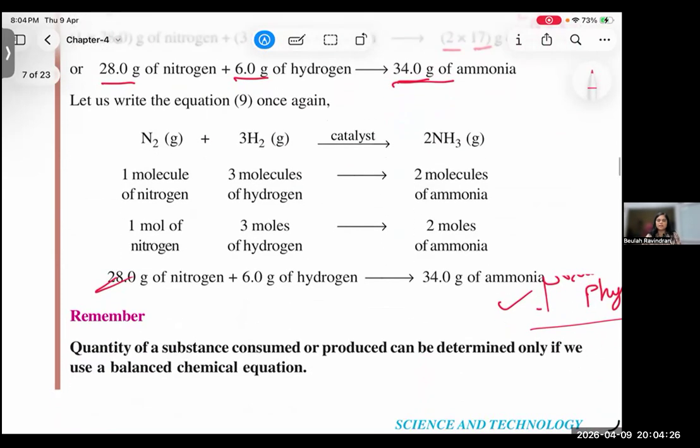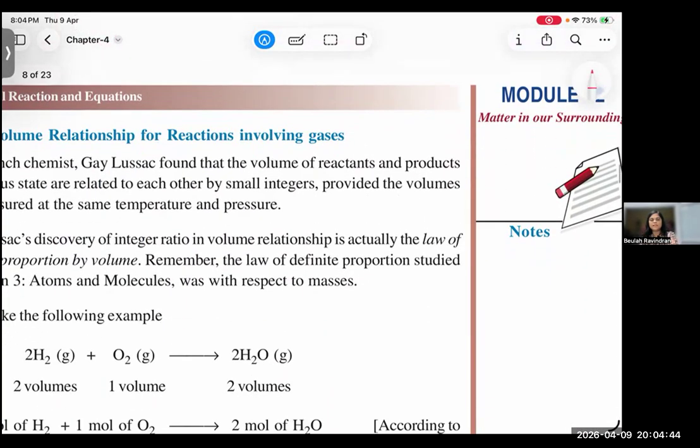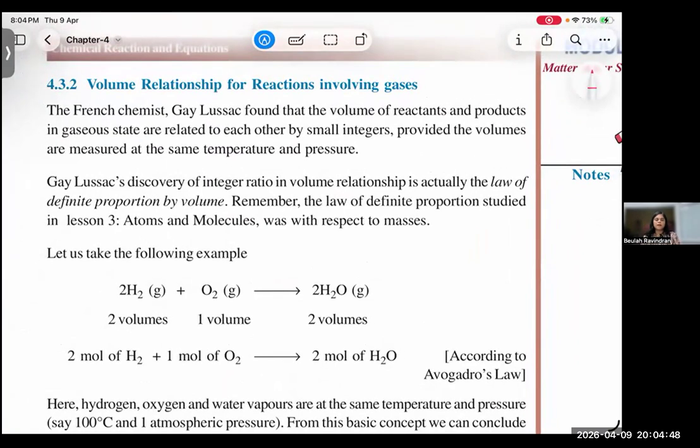Okay. And then let us write the equation in terms of molecule, in terms of mole, in terms of molar mass. Got it? This is the way the quantity of substance consumed or produced, right? So only if it is balanced, then only it is meaningful. Otherwise, it won't. Then we'll see volumetric relationship for reactions involving gases.